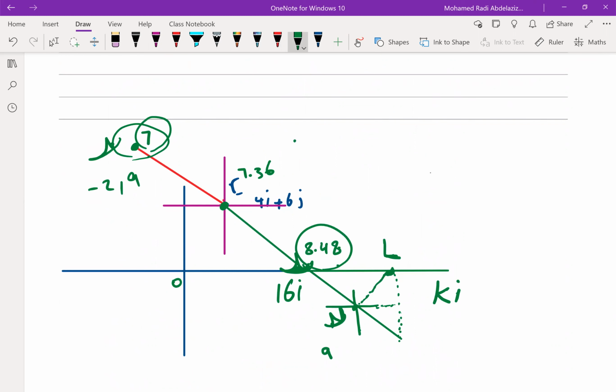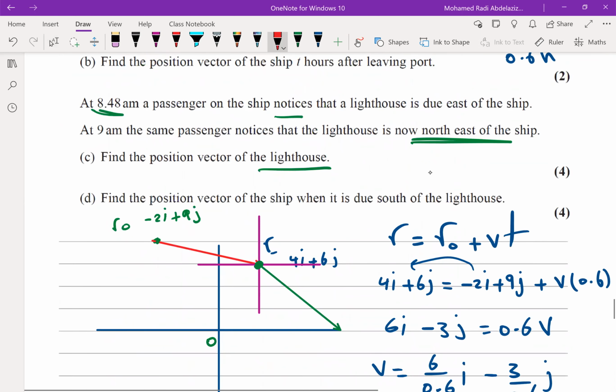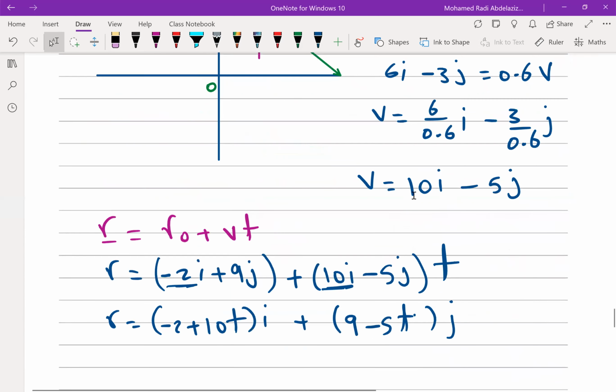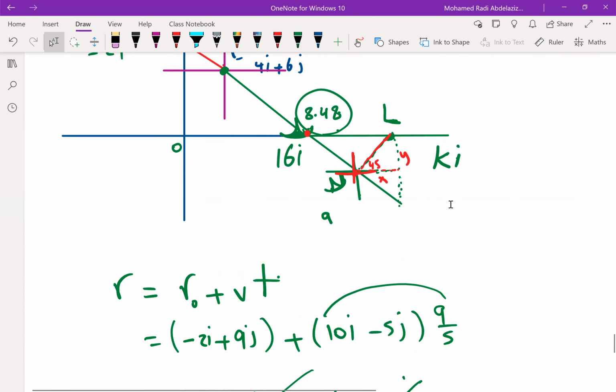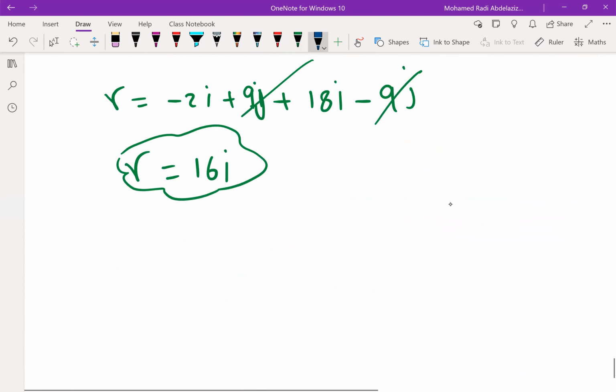This is the position. But now when it's at 8, at this point, this will be 45 degrees exactly. If this is 45 degrees, so the ratio between X and Y will be 1. So in part C, he asked to get the position vector of the lighthouse. The position vector of the lighthouse has to be in the same direction of i. You can calculate it mentally, because now it's 16. I will find the position vector first at 9 for the ship.